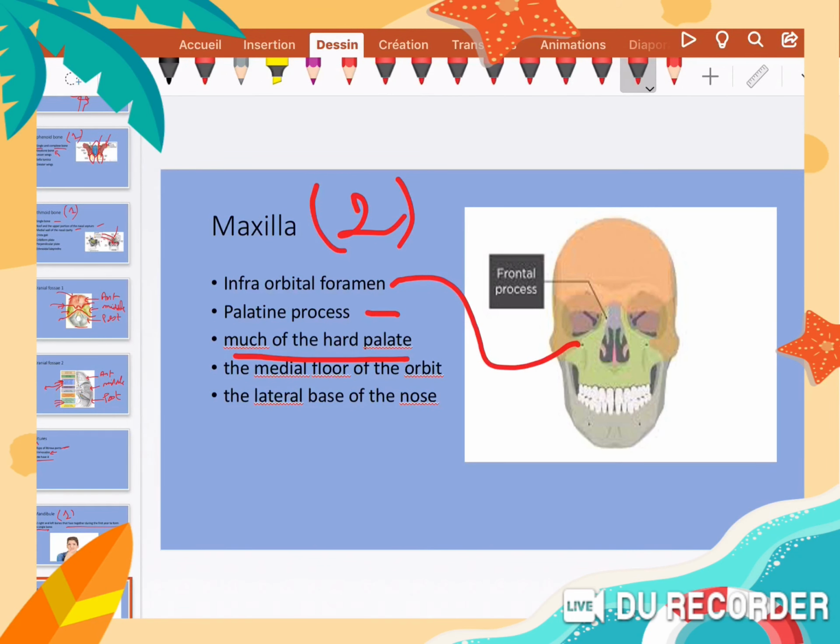The medial floor of the orbit. Like we see here, this is the orbit, and the medial floor is formed by the maxilla, and it forms also the lateral base of the nose. This is the nose, and its lateral base is formed by the maxilla.